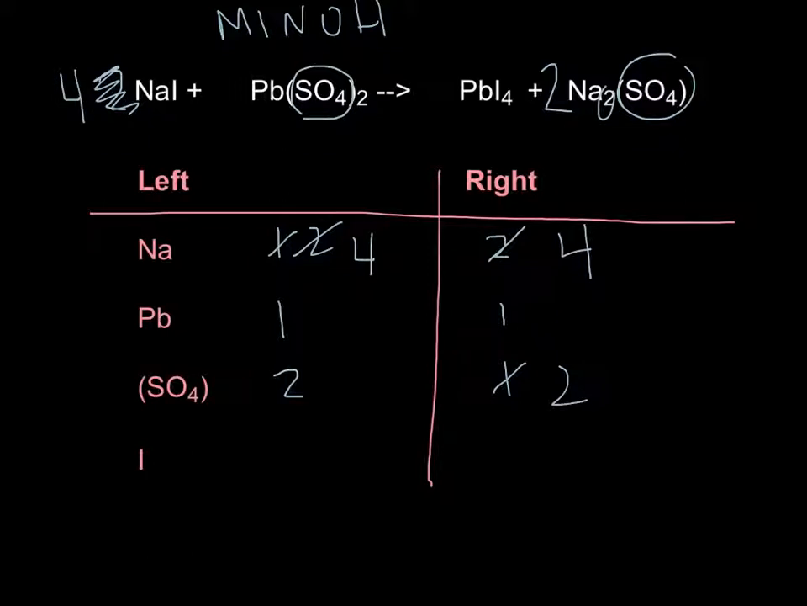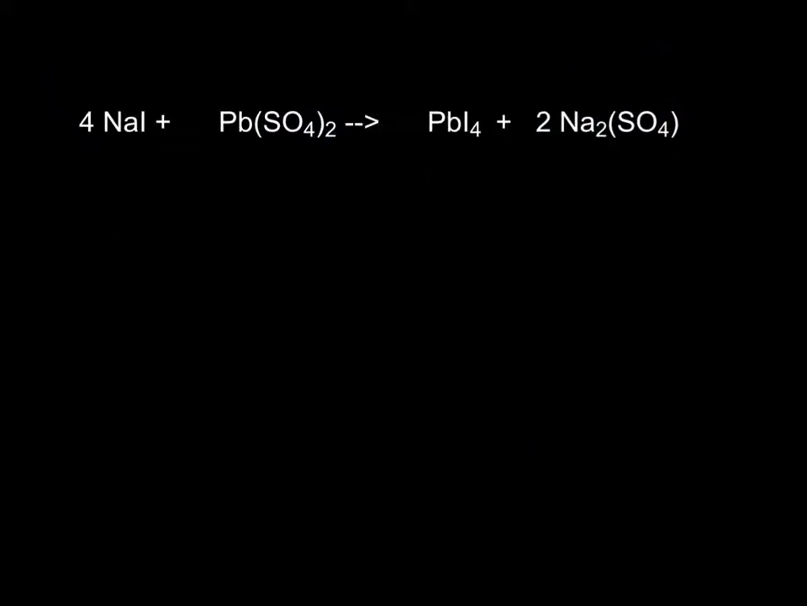But right now everything is balanced except my nonmetal iodine. On the left, I now have 4 iodines. On the right, I have 4, balanced. And this is what the final equation would look like.